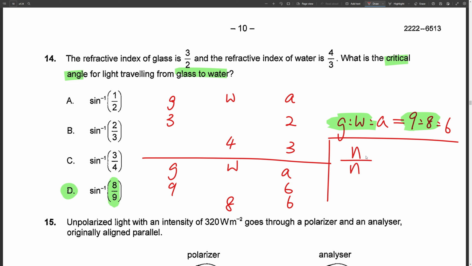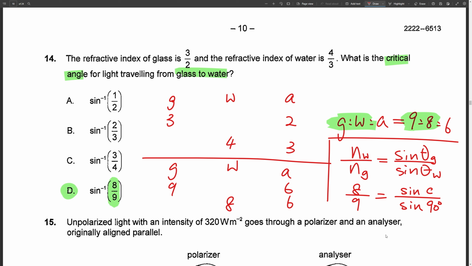Refractive index of water and glass, going as the angle in glass and water. For total internal reflection to take place, it should be sine critical angle and then sine 90 degrees. So it is 8/9 equals sine critical angle. And that's how you get D.